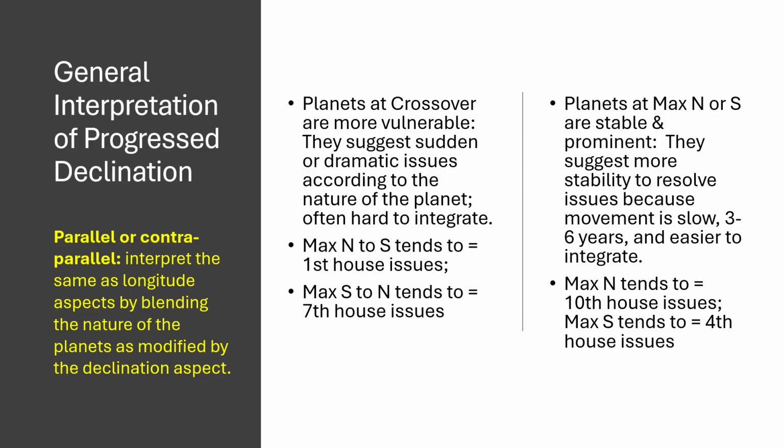The planets that are maximum north or south, they're pretty stable. It takes a while to make that curve. So they suggest a little bit more stability, because it can be 3 to 6 years to make the full curve from going from the maximum north back down to south. And at the maximum north, there is a little tendency for it to be just like in the chart at the northern side, the 10th house issues, maximum south to 4th house issues.